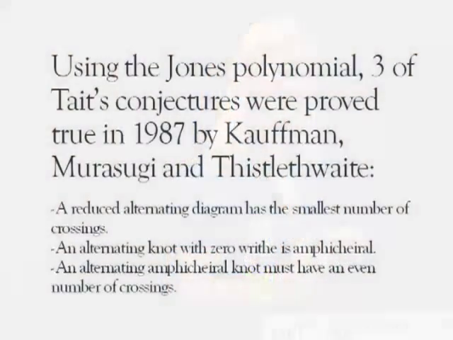And it was only in 1987, still another 3 years, before the conjectures were proved, by three guys, Kelfman, Murasugi, and Thistlethwaite. So these are the three conjectures again. Firstly, if you have an alternating diagram which has no nugatory crossings, then it's the smallest possible way of drawing your knot. That was proved. If you have an alternating knot and the pluses and minuses of the crossings balance each other out and add up to zero, then your knot is its own mirror image, or it's amphichiral. And finally, if you have an amphichiral knot, it must have an even number of crossings. So Tait was completely vindicated. These all turned out to be true.